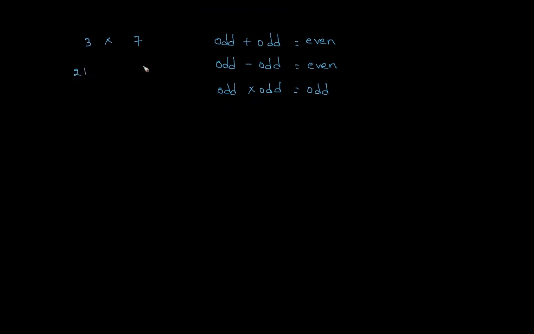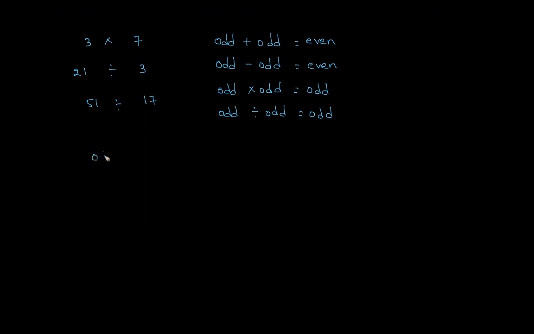Now, if I take 21 and 3, these are two odd numbers. If I make the division, what result do I get? 7. So odd divided by odd is always odd. Suppose if I take 51 and another odd number 17, if I divide it, what result do I get? 3. So that is an odd number. So odd divided by odd is always odd.